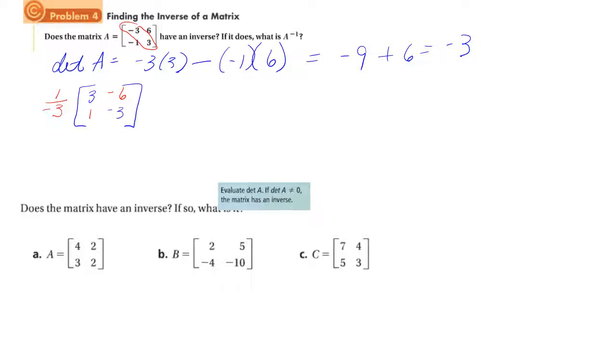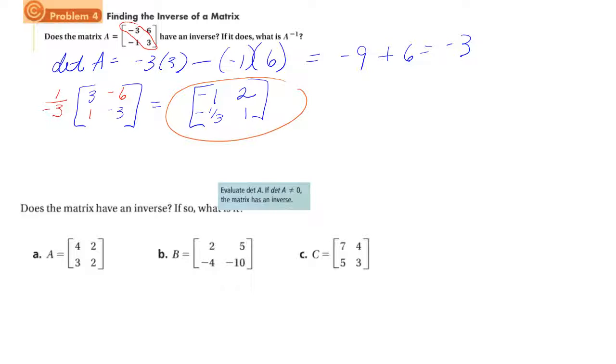So this becomes a scalar, so then we're going to multiply every element in the matrix by that scalar. So you have -1/3 times 3 is -1, -6 times -1/3 is a +2, and we have -1/3 and a +1. So this here would be the inverse matrix of the one we started with.